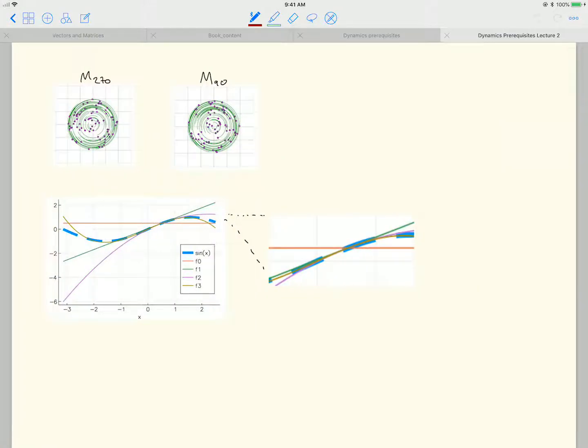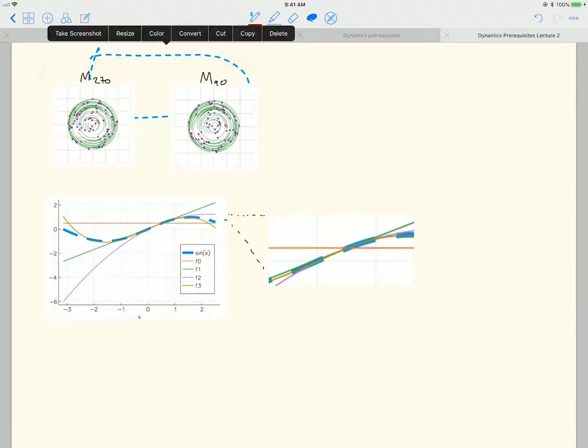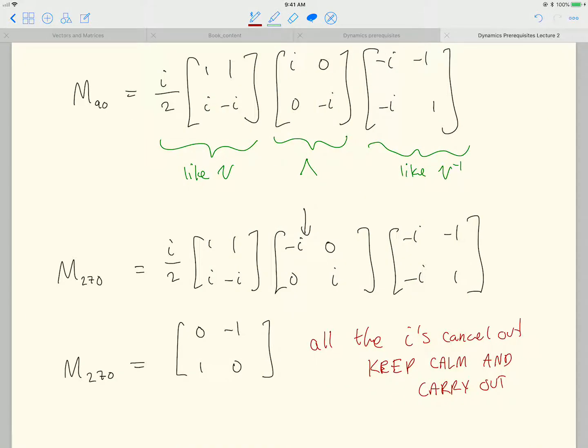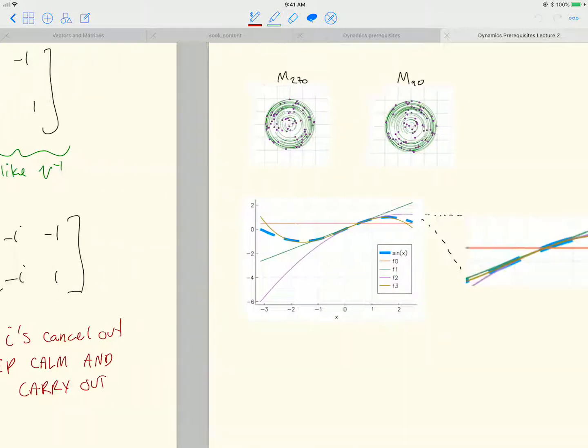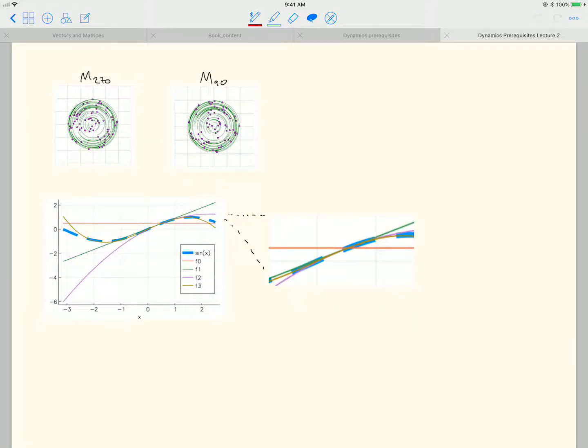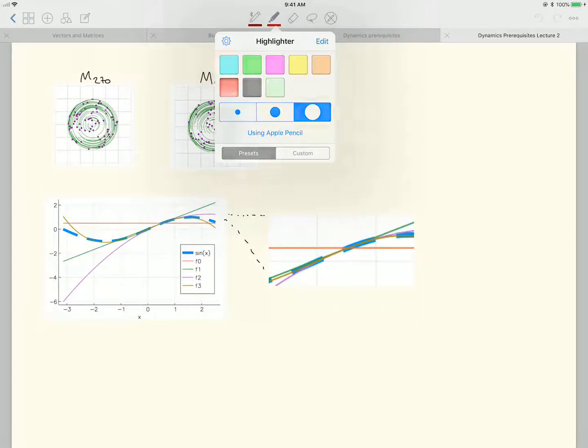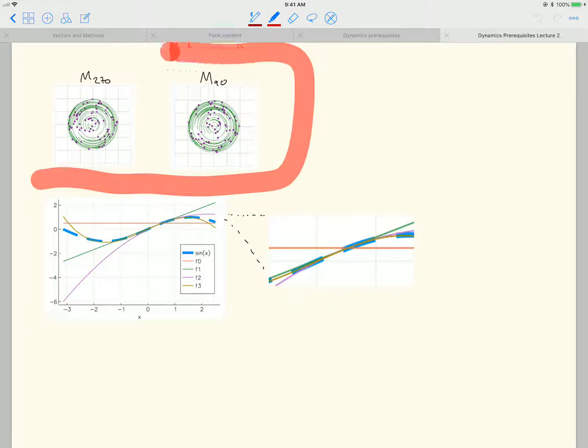So here's the M270. I could copy them over to put them in the right place in the notes, but I ran out of space. So I'm going to ask you to look at them here. Here are those two matrices, the ones that we just made. And one of them rotates 90 degrees in one direction, and the other one rotates 90 degrees times 3, which is like 90 degrees in the opposite direction.